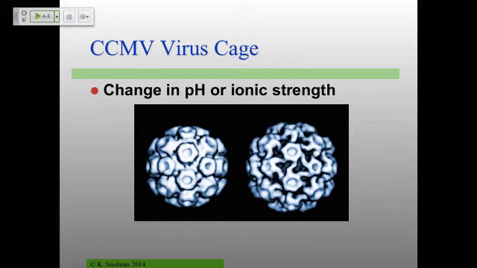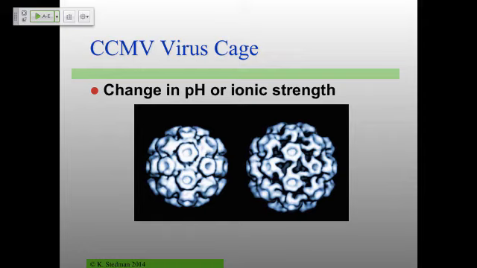These at regular pH, i.e. on the outside of the cell, neutral pH, relatively low ionic strength, have this particular structure, and all you need to do is change the pH or ionic strength, and they undergo this really fascinating conformational change, which basically lets out the RNA, which is on the inside, through these threefold axes of symmetry here.